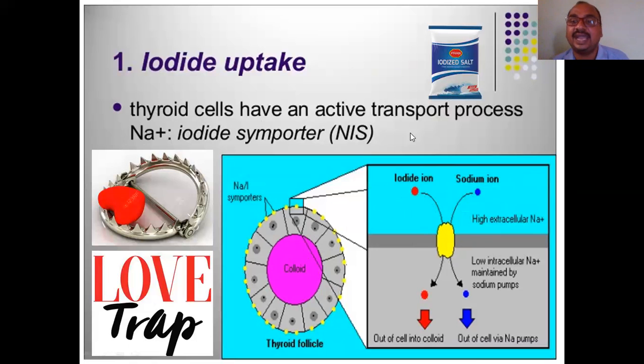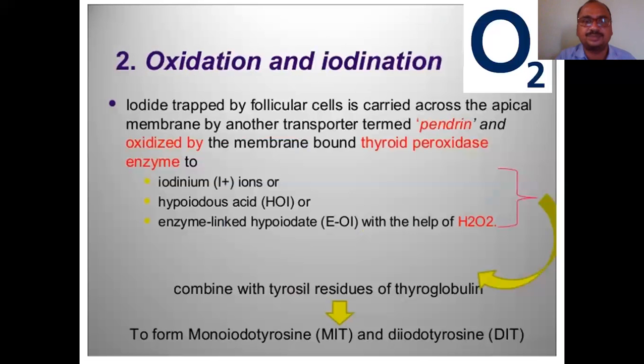Thyroid cells have an active transport process. Sodium and iodide come in together through the sodium-iodide symporter. That is called a symport, not import or export. In the same fashion, in a symport, two club together and come in. Sodium, iodine, symport, it enters and is trapped.